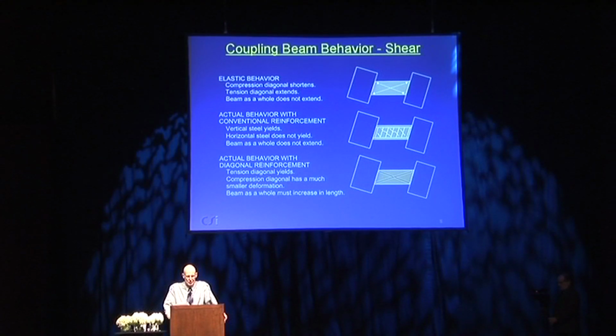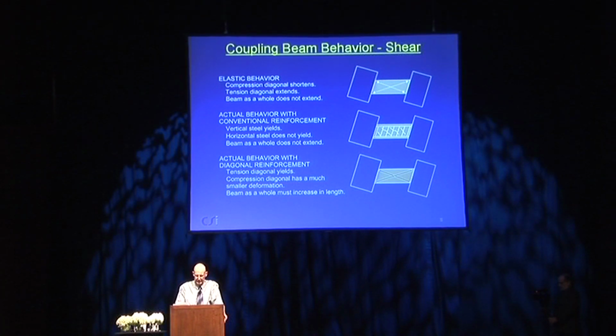And what this means geometrically is that the beam has to extend in order for it to work in this manner. If it didn't extend at all, the deformations of the two diagonals would have to be the same. If the deformation of the tension diagonal is to be larger than that of the compression diagonal, which is usually required for this to work properly, it must extend. And of course, later on, we'll talk about what happens if it can't extend because it's confined in some way.